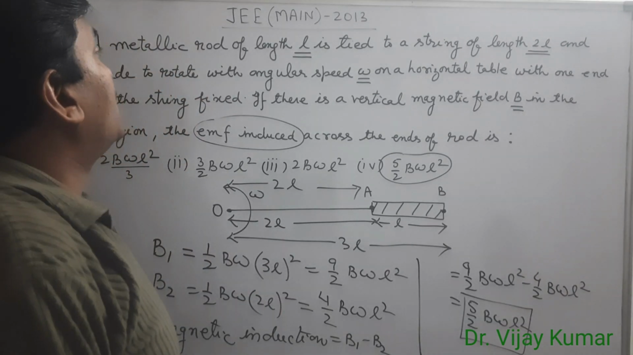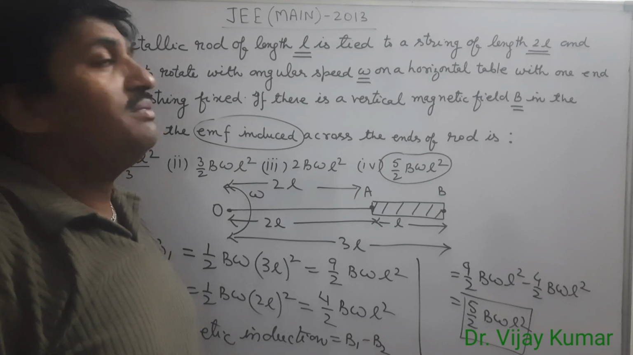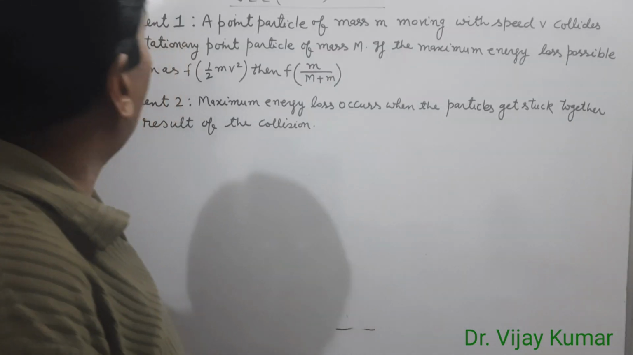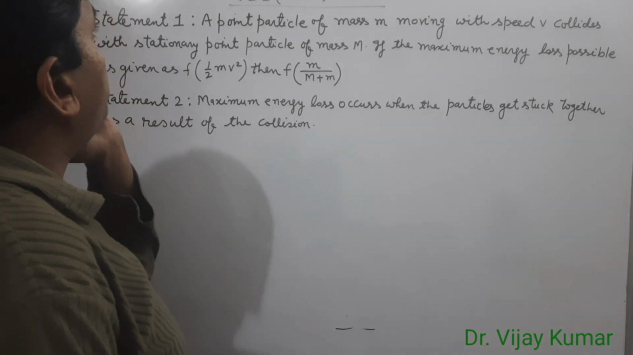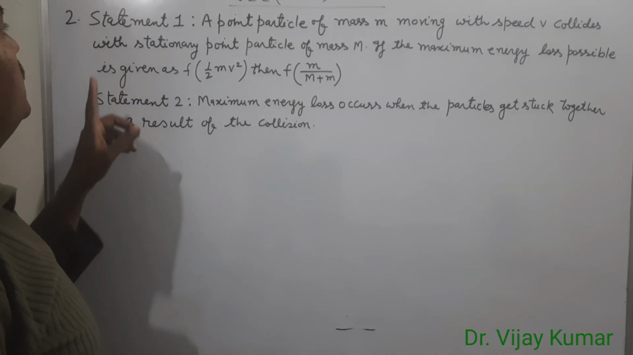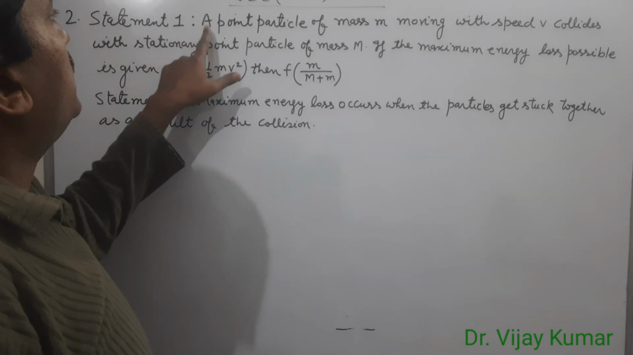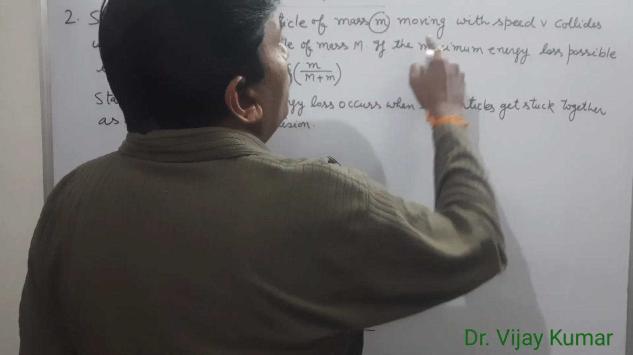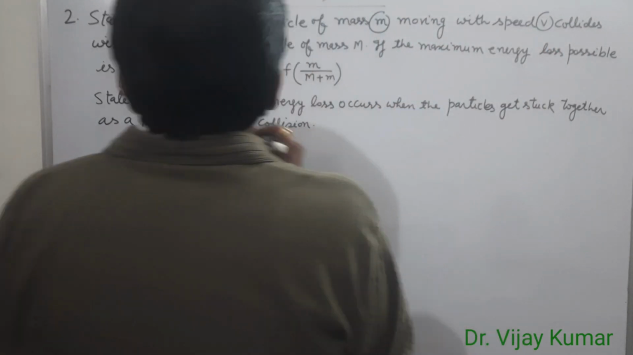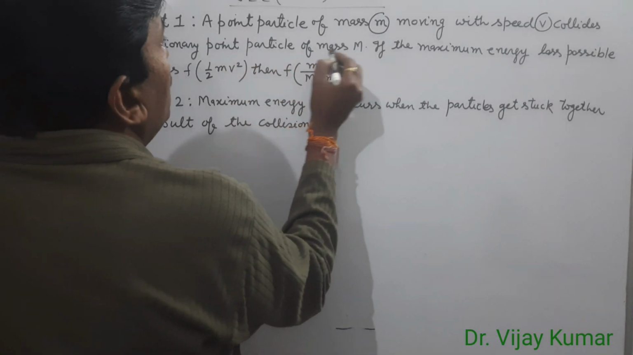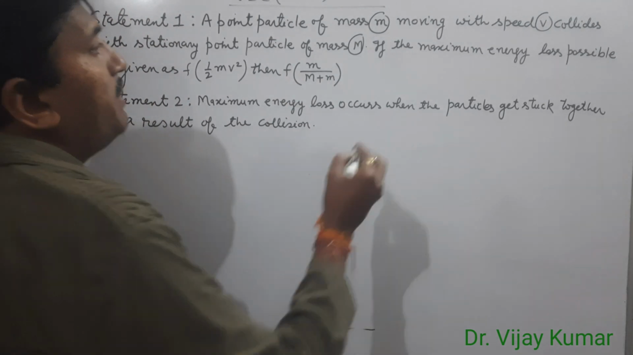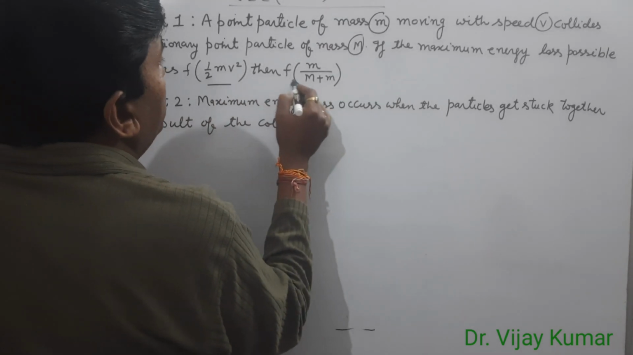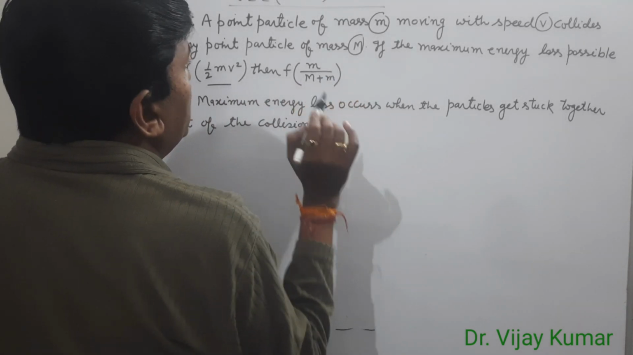Now we will solve question number 2 of this JEE Main exam 2013. Question number 2 of this paper depends upon statements, and statement 1 is giving a point particle of mass small m moving with speed v collides with a stationary point particle of mass capital M. If the maximum energy loss possible is given as half mv square, then it becomes half m upon capital M plus m.